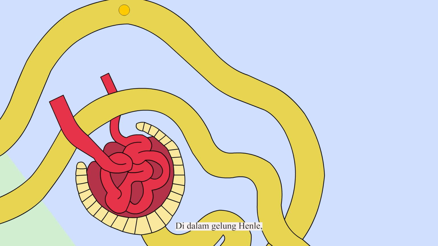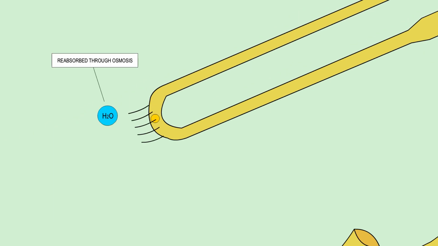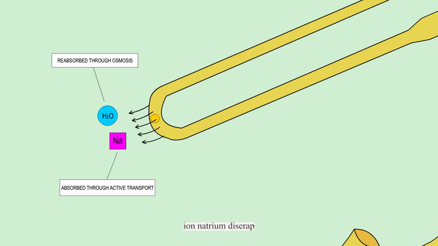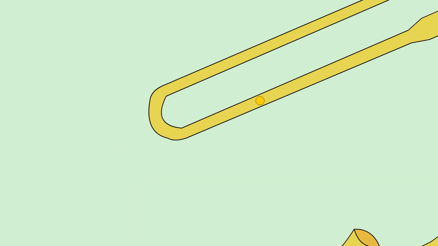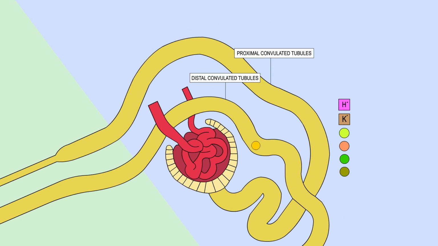In the loop of Henle, water is being reabsorbed again through osmosis. Meanwhile, sodium ions are absorbed through active transport. In the distal convoluted tubule, more water, sodium, and chloride ions are being reabsorbed.